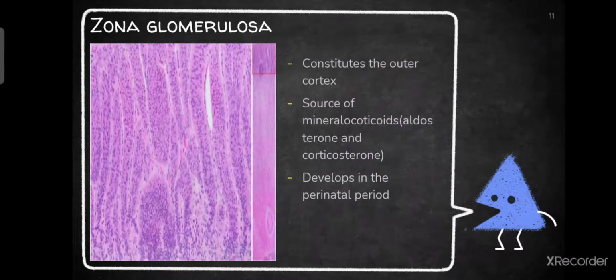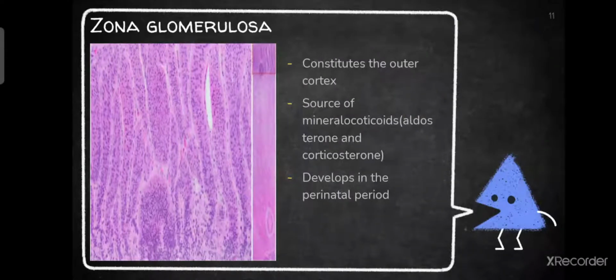Zona glomerulosa. It constitutes the outer cortex. The outer cortex is the source of mineralocorticoids, aldosterone, and corticosterone. This zone develops in the perinatal period as the last of the cortical zones to appear.